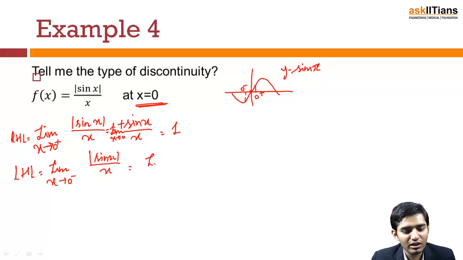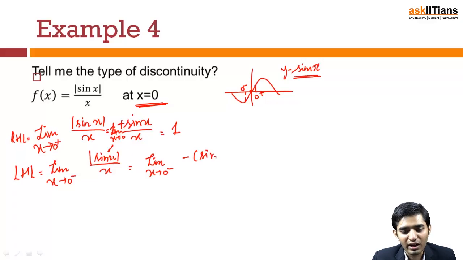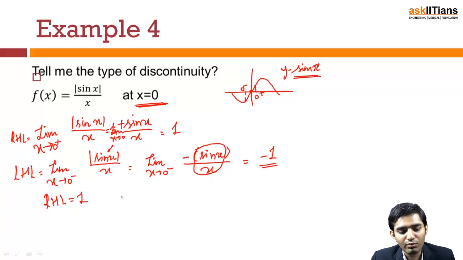Now if I check for 0 minus, then sin x will be negative. If x is slightly less than 0, then this sin x will be negative, so mod of sin x will open with a negative sign. So minus of sin x divided by x, and what is the limit of this as x tends to 0? Sin x by x is 1, so the limit of this quantity will be minus 1. So from here you can see that RHL is 1, but LHL is minus 1.